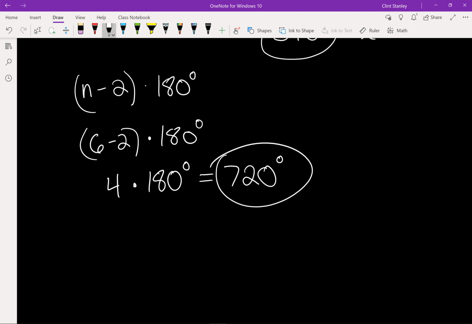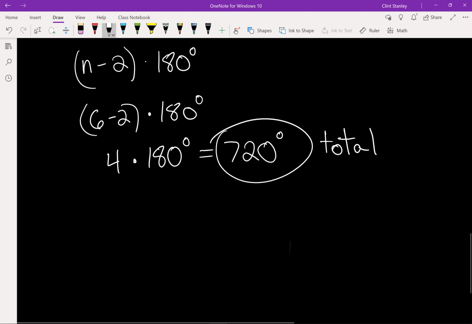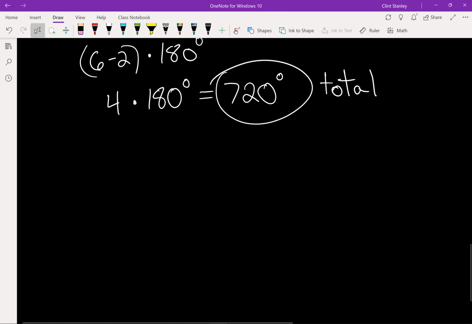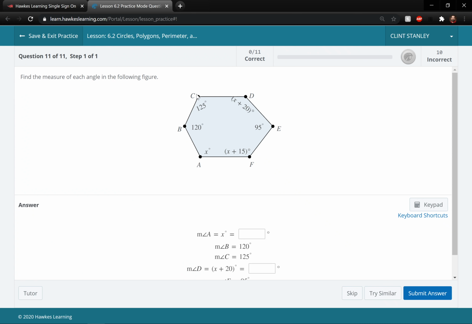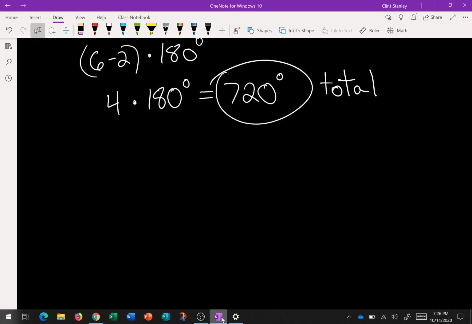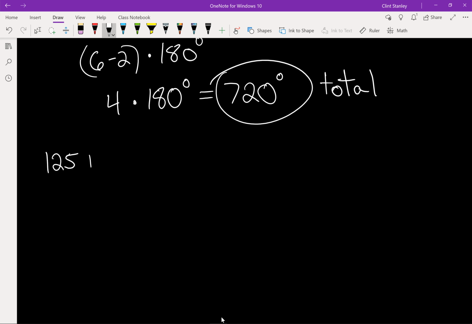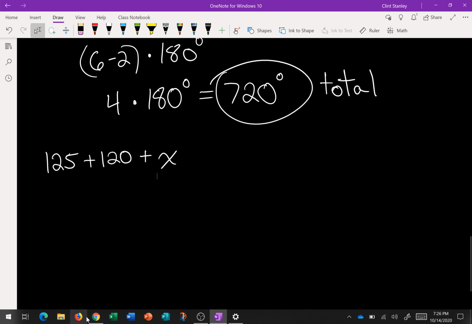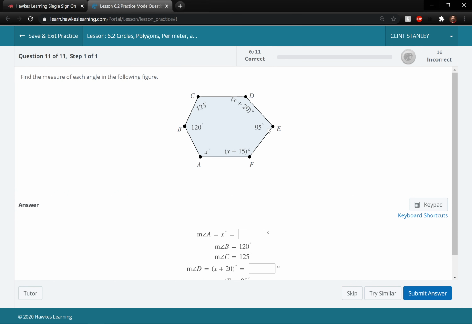Okay? So this is going to be the total when we add all these angles together. Now we need to figure out how we get there. The way we get there is we take each one of these pieces and we add them up. And so we've got 125 plus 120 plus x. I have to do them 3 at a time. We'll add the other 3 angles: x plus 15 plus 95 plus x plus 20.